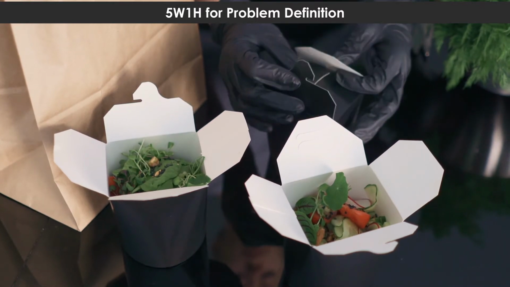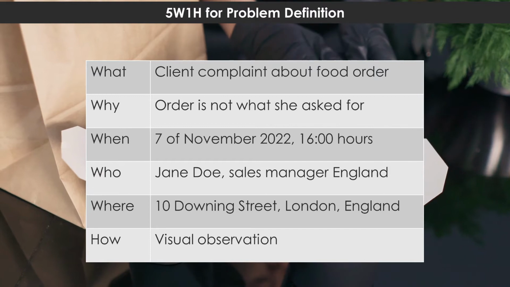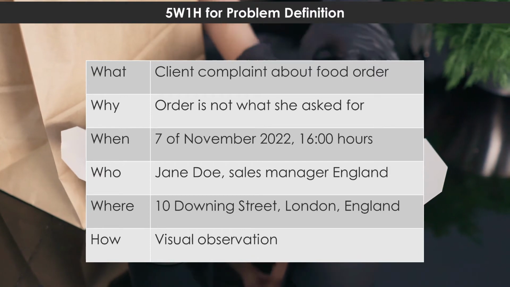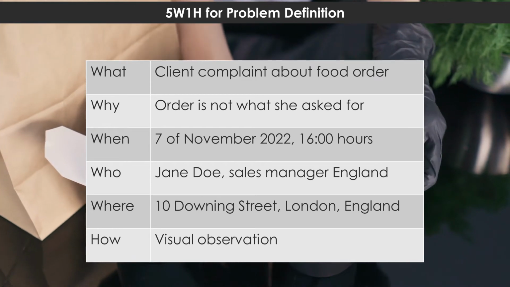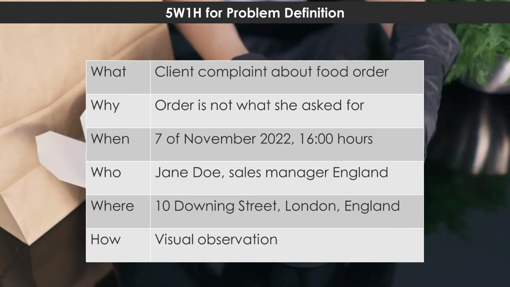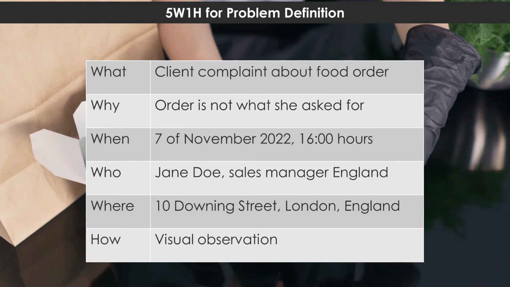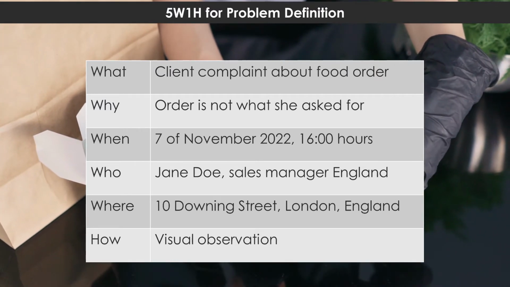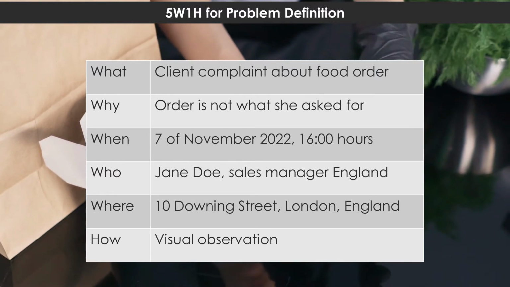Let's see an example. What? Client complained about food order. Why? Because the order is not what she asked for. When? 7th of November 2022, 16 hours. Who? Jane Doe, sales manager. Where? 10 Downing Street, London, England. How? Visual observation.